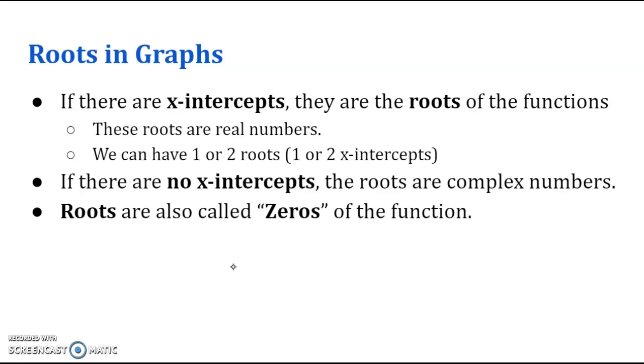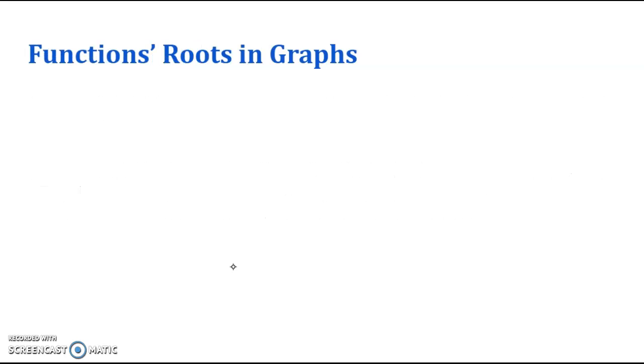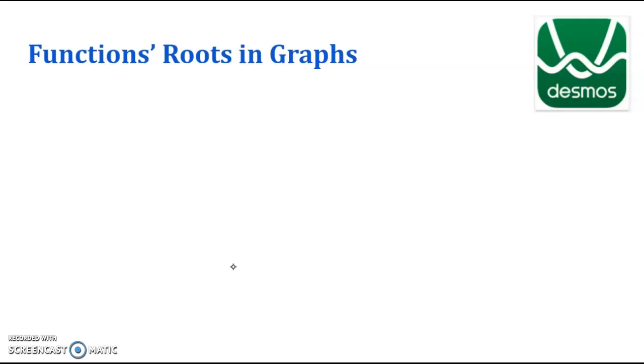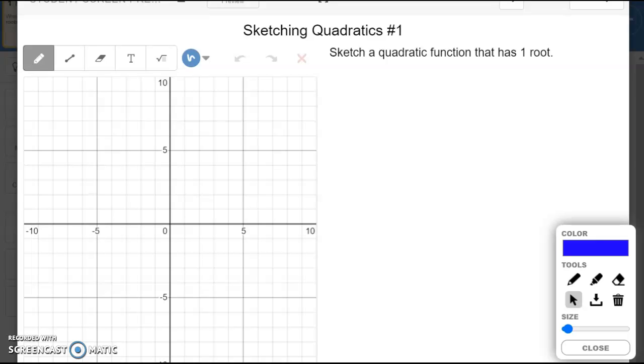So solutions, roots, and zeros, they all mean the same thing. Okay, so solution to the equation that is set equal to 0, x-intercept, roots, zeros, they all mean the same thing. So the function's roots in graphs, you are going to be doing Desmos activity card number 4 to 7 now. Okay, card number 4 says sketch a quadratic function that has one root.